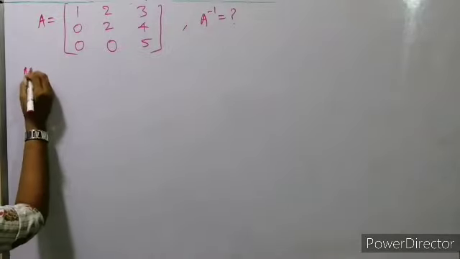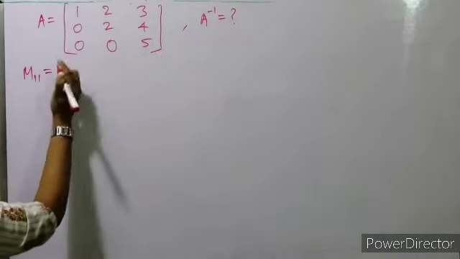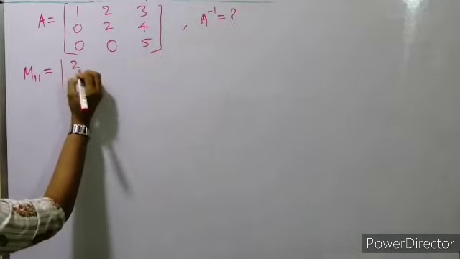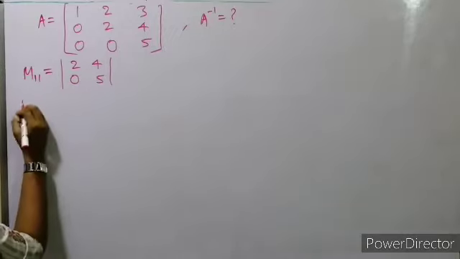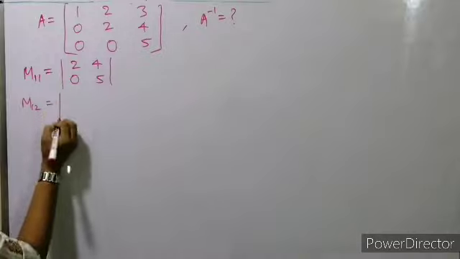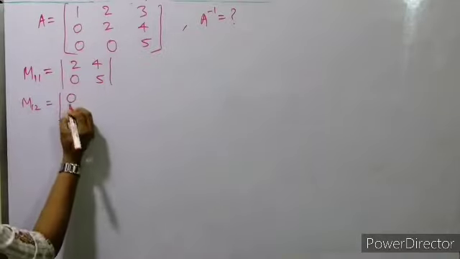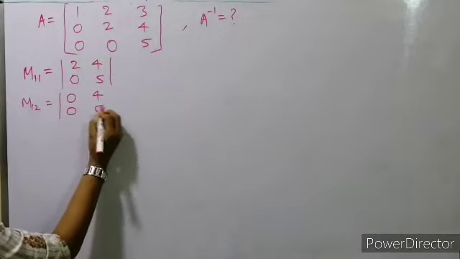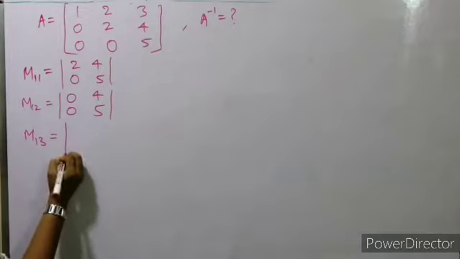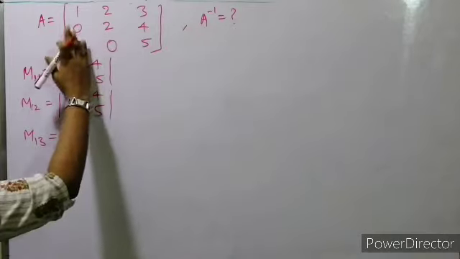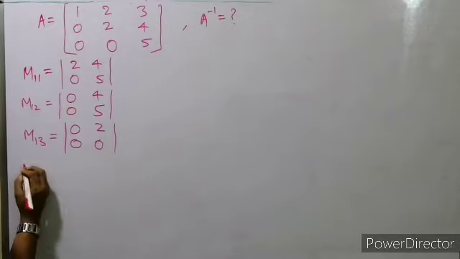So M11 will be: we remove the first row and first column. What are we getting? 2, 0, 4, 5. Okay. M12: this is first row and second column. So what are we getting? 0, 0, 4, 5. Now M13, first row and third column. What are we getting? 0, 0, 2, 0.